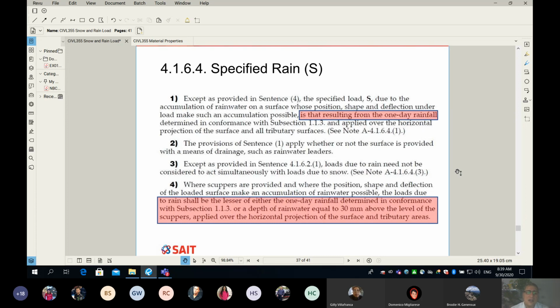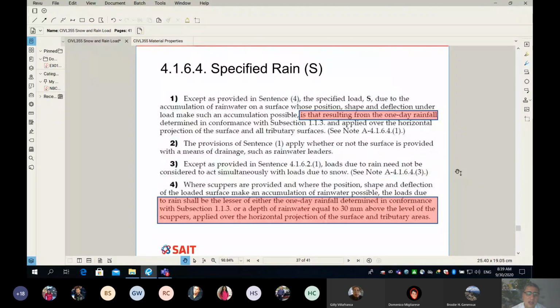Now, the other thing, which is good news, is you don't have to design for rain and snow together. So rain and snow need not be considered at the same time. That makes sense, because in winter we get snow and at a completely different time we get rain. They don't happen together. Which means we have to design the roof for either snow or rain, whichever governs.